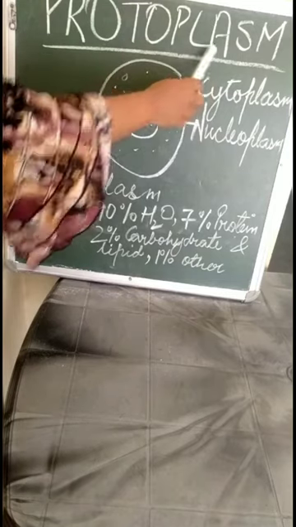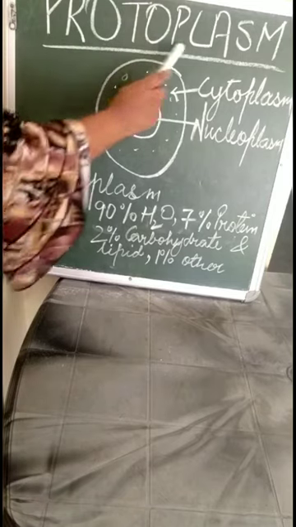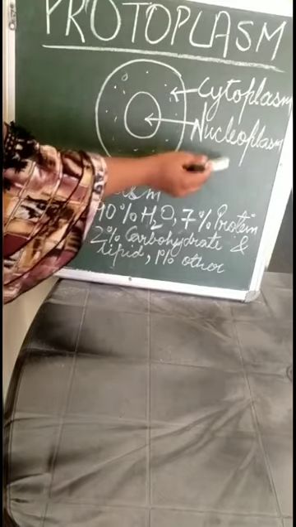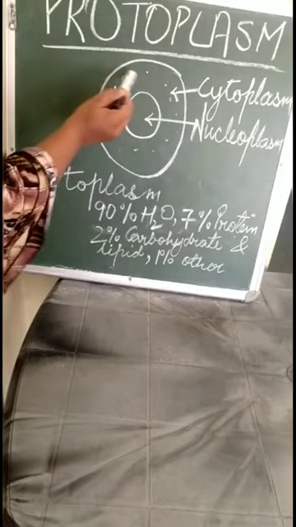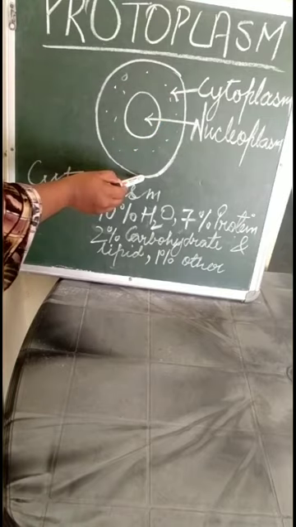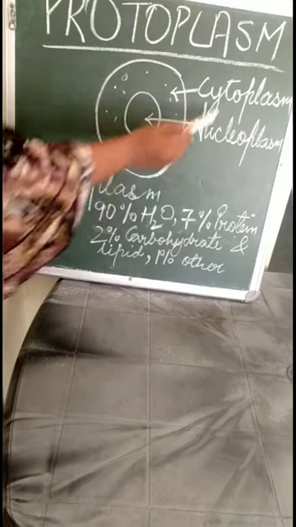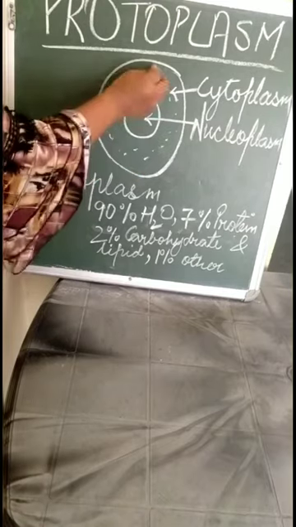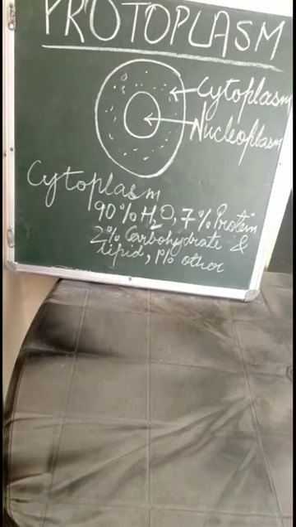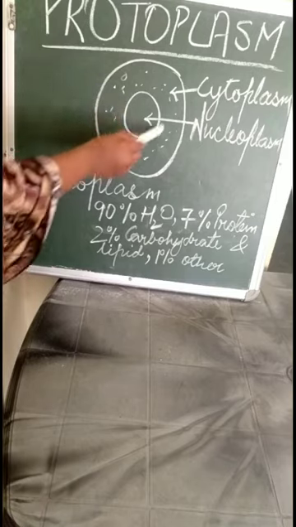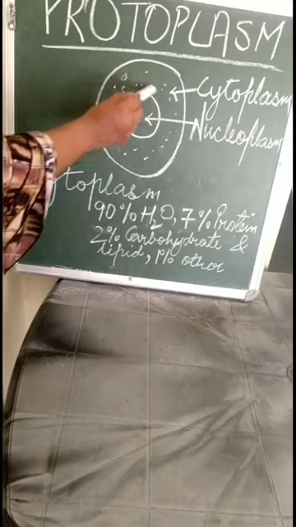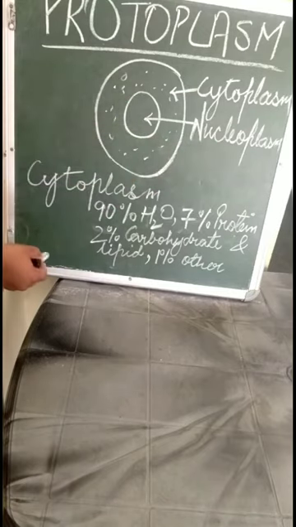Now we shall discuss protoplasm. Protoplasm constitutes the cytoplasm and the nucleoplasm. The region which is present between the plasma membrane and the nucleus is known as the cytoplasm, and here the various cell organelles are suspended in the cytoplasm, and here in the center is the nucleus, and inside this nucleus the fluid portion that is present is known as nucleoplasm.